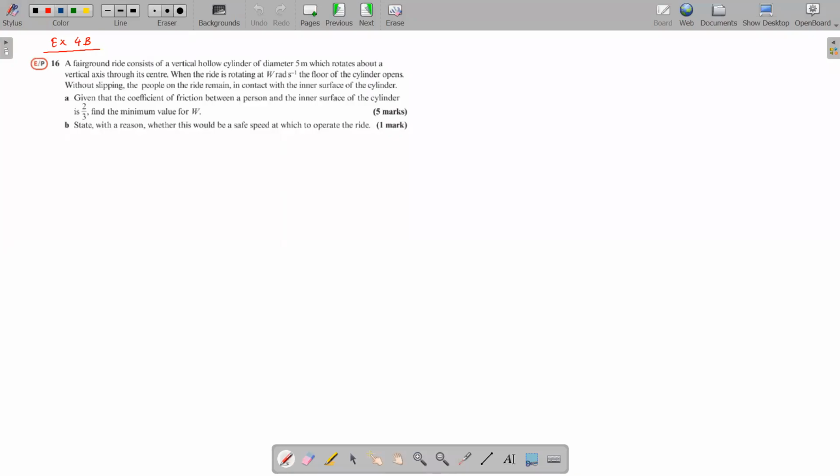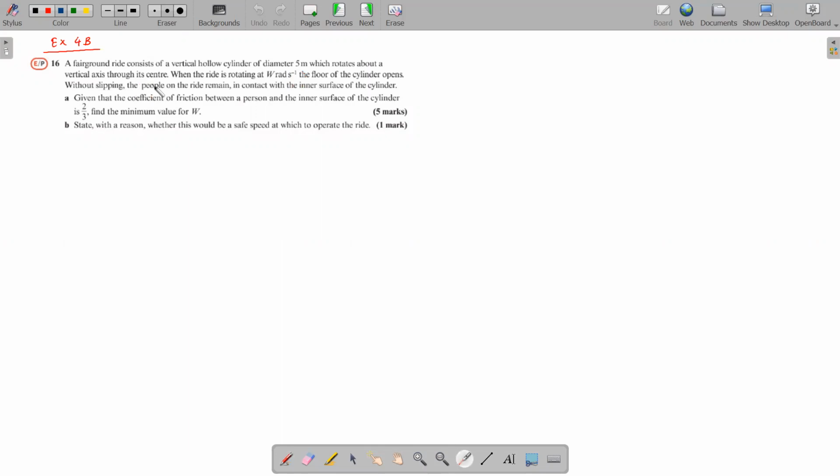Okay, so we'll move on to question number 16, exercise 4B. We'll practice a few more sums with horizontal circular motion. They say a fairground consists of a vertical hollow cylinder of diameter 5 meter, which rotates about a vertical axis through its center. What's happening?